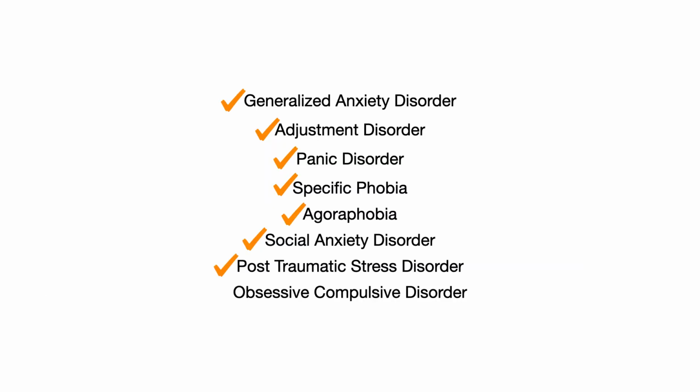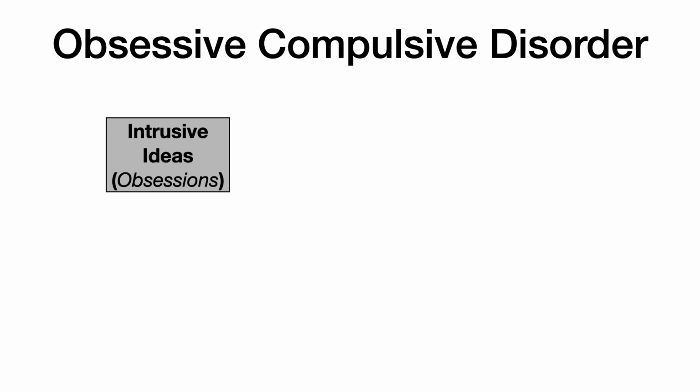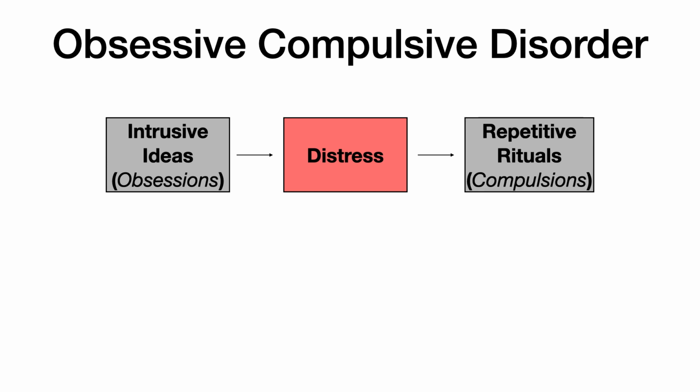Let's wrap up our discussion of anxiety disorders by talking about obsessive compulsive disorder, better known as OCD. So OCD, let's talk about the concept of OCD. So the patient gets these intrusive ideas. These are referred to as obsessions. And those intrusive ideas lead to distress. So the person has these ideas racing through their brain. They can't stop obsessing over these obsessions, and therefore they have distress. And the only way to get rid of that distress is to engage in repetitive rituals. So the person has obsessions.